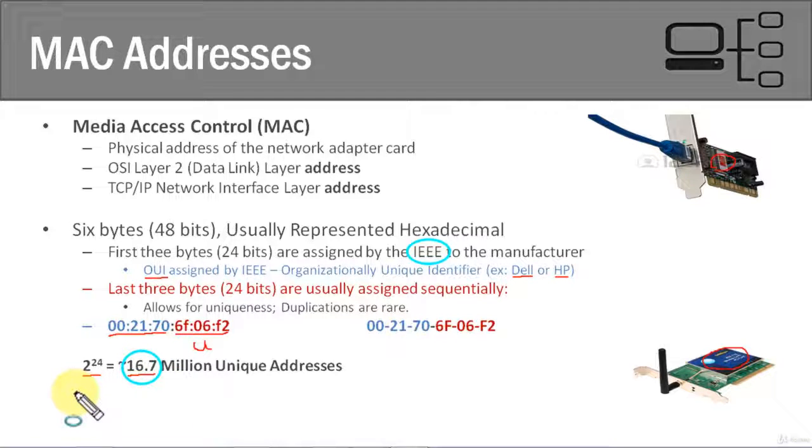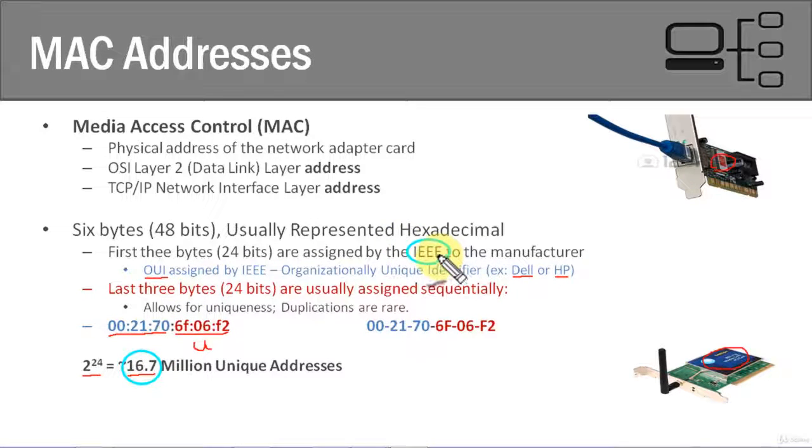16.7 million. So here's a question. Has Dell produced 16.7 million computers? Probably not, but maybe close. What about HP? What about Apple? Maybe. Out of all of them, probably Apple, because they have iPads, iPhones, iPods, laptops, desktops, servers, you name it. So what happens when they run out? What happens if they use up all 16.7 million?